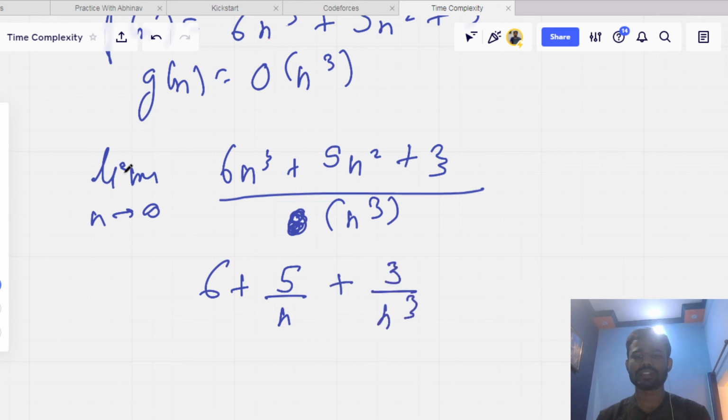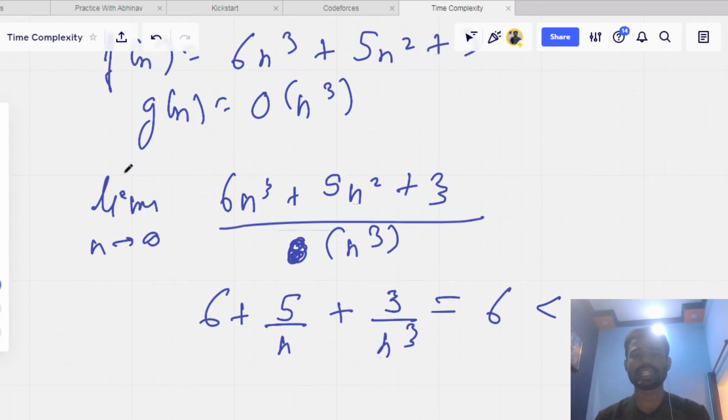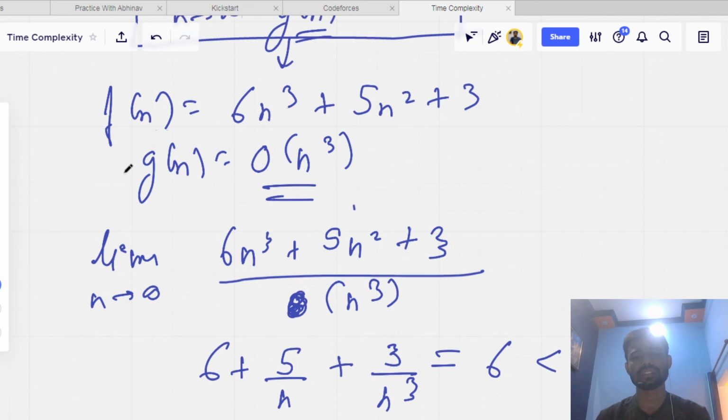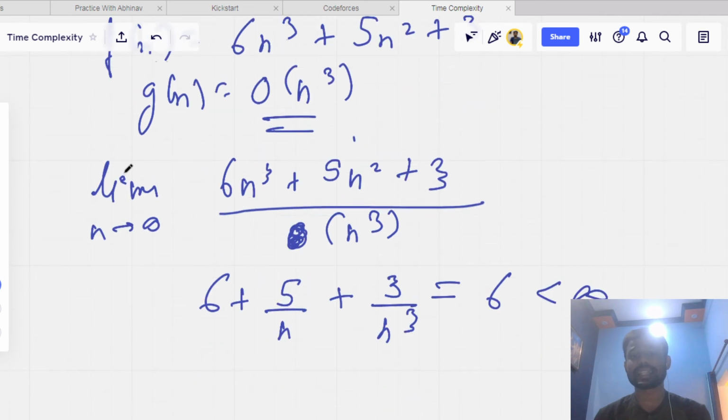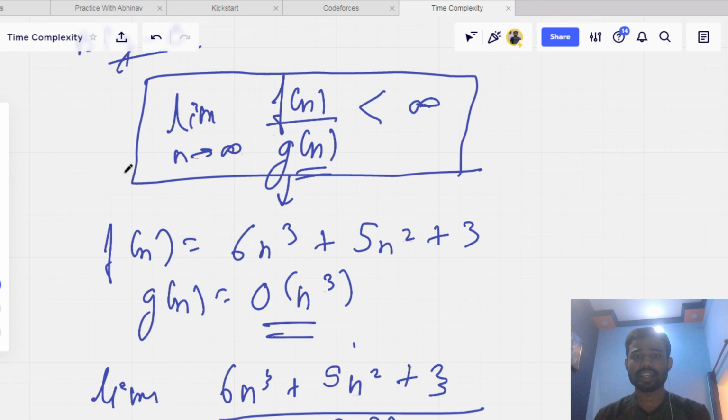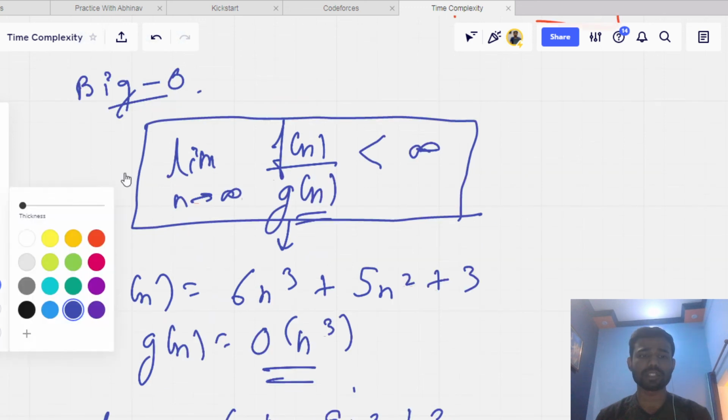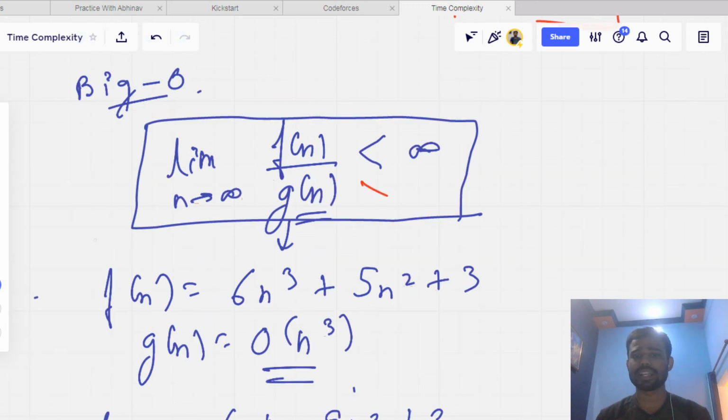It is just class 10th mathematics, I'm not going to tell you about this. So the value of this will be 6, which is less than infinity. It means that yes, it is satisfying, it is the worst case complexity. If we find the best case, then in place of less than infinity, it is greater than 0. So if this particular limit is greater than 0, it is the best case.